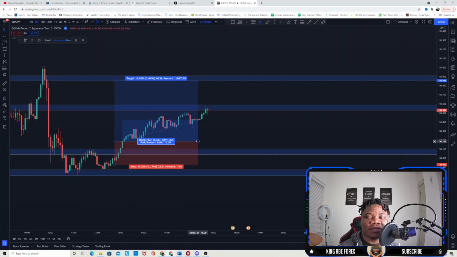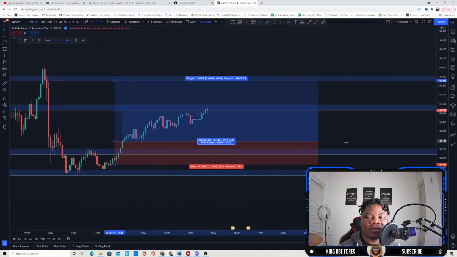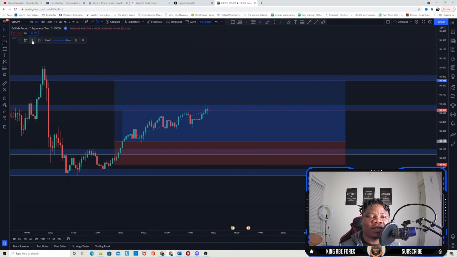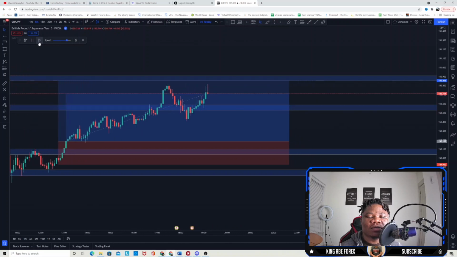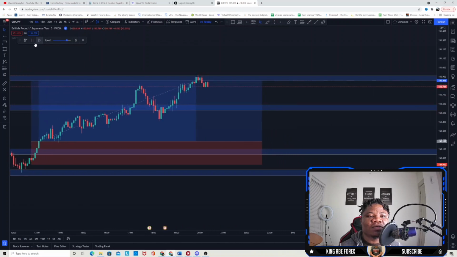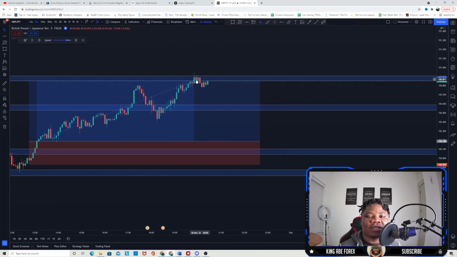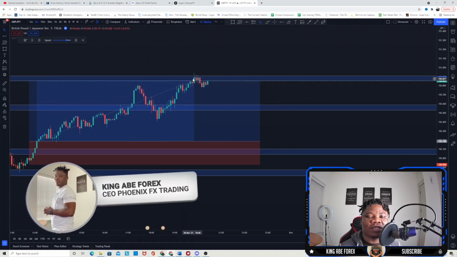Let me move this, because we're still going here. As you guys can see, we got our first take profit smashed right here. So let's see if we got our second take profit smashed as well. Right there, we got our second take profit smashed here for 66 pips.